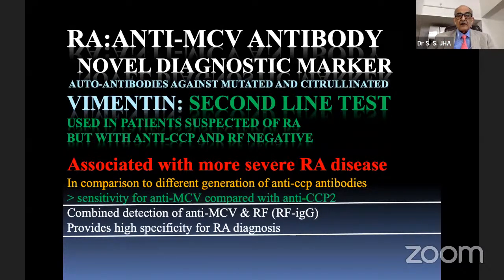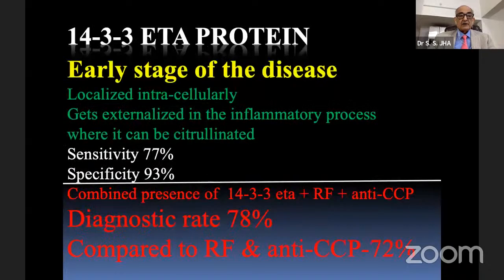This is a novel diagnostic marker, autoantibodies against mutated citrullinated vimentin, anti-MCV, and this is used in which patients? Those suspected of having rheumatoid arthritis, but RF and anti-CCP are both negative. Their presence is associated with more severe RA disease in comparison to different generations of anti-CCP antibodies. There is increased sensitivity for anti-MCV compared with anti-CCP2. Combined detection of anti-MCV and rheumatoid factor provides high specificity for rheumatoid arthritis diagnosis.